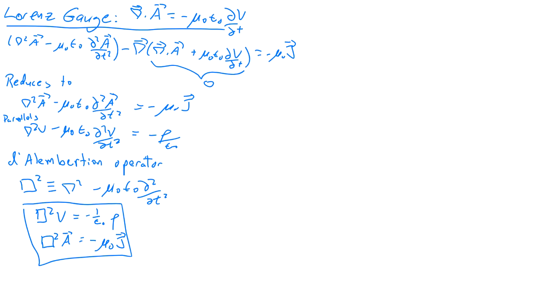In fact, all right, let's rewrite this thing right here. That's supposed to be a square. My D'Alembertian, which was this thing right here. Oh, mu naught epsilon naught, that is 1 over c squared, because c is 1 over the square root of that product. So this is 1 over c squared.